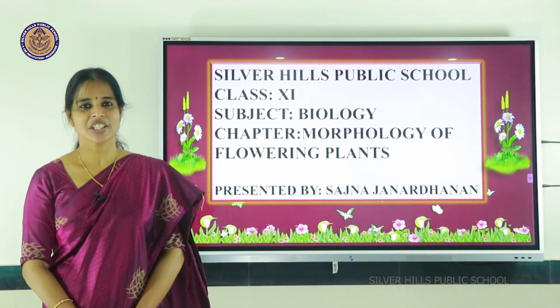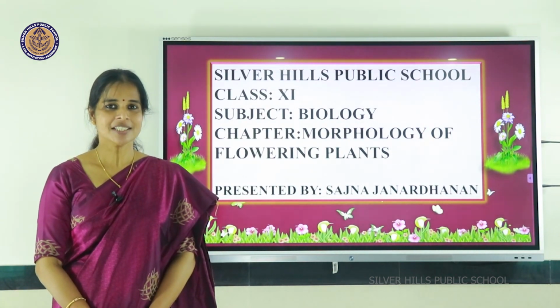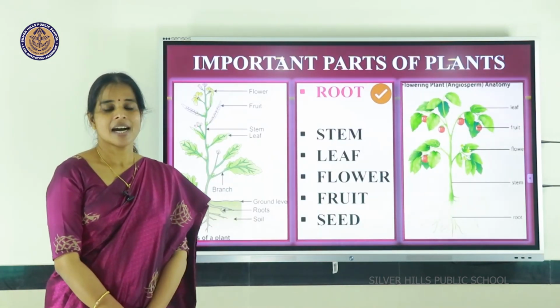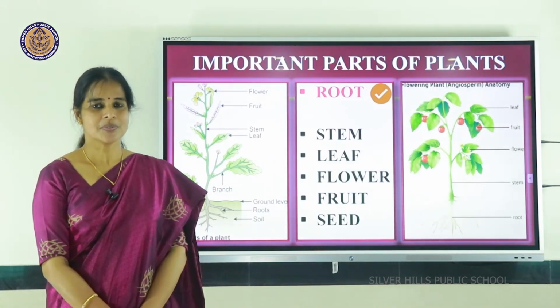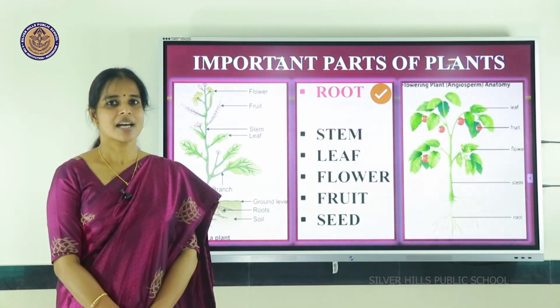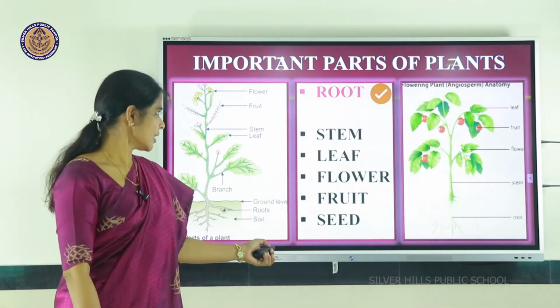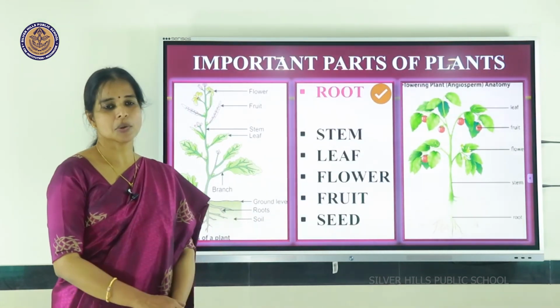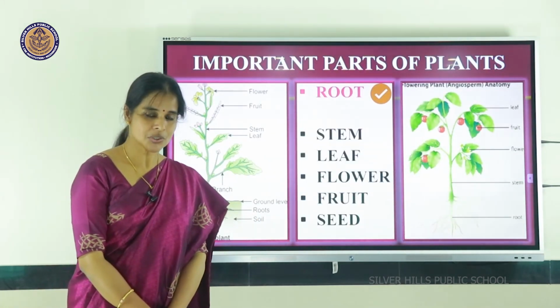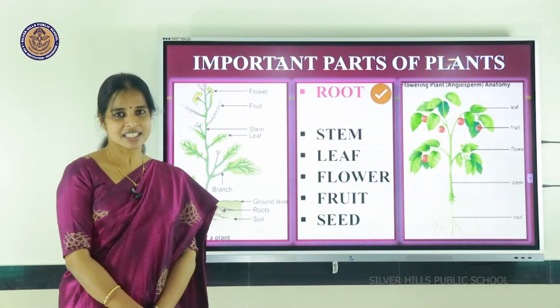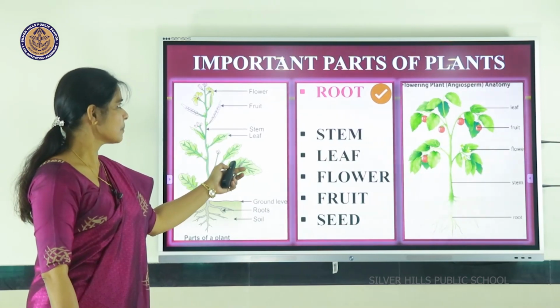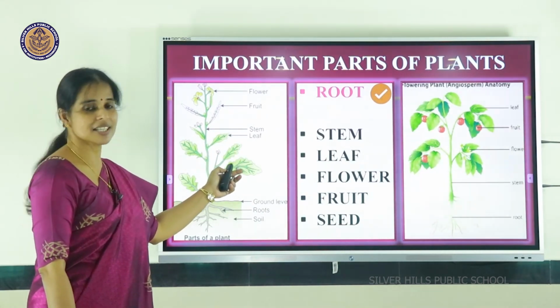Back again with a new video for the chapter Morphology of Flowering Plants. In the previous video, we discussed the parts of the plant, the first part, the root. That has been concluded in the previous video. Now let me start this video with a new topic, the second important part of the plant, that is the stem.